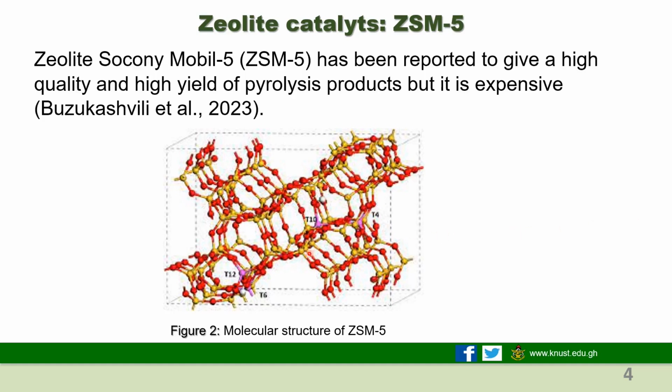ZSM5 has 10-membered rings on sinusoidal channels. It has Lewis acid sites and Bronsted acid sites, and these enable the catalytic conversion of waste plastics to fuel. This is the molecular structure of ZSM5.